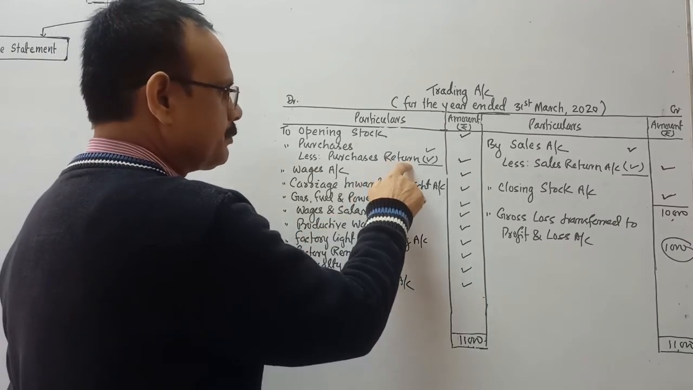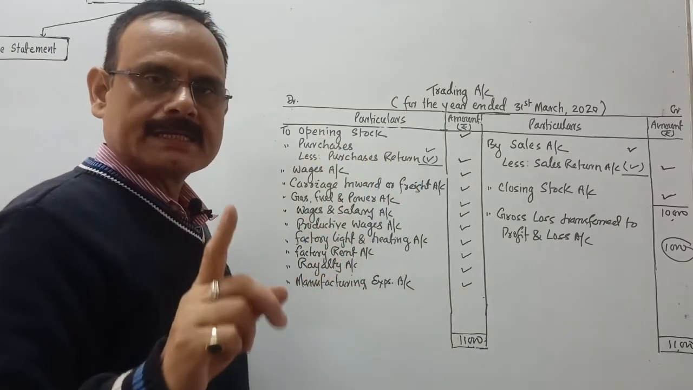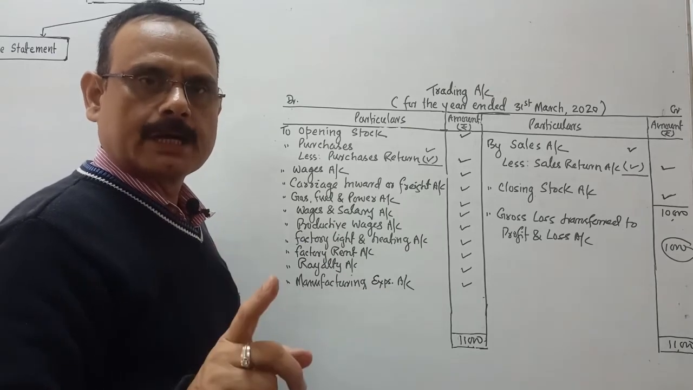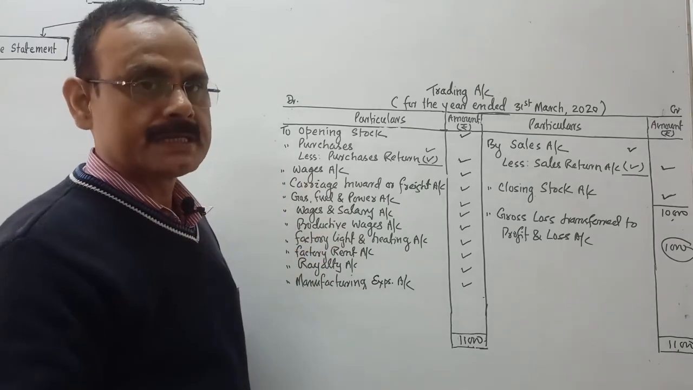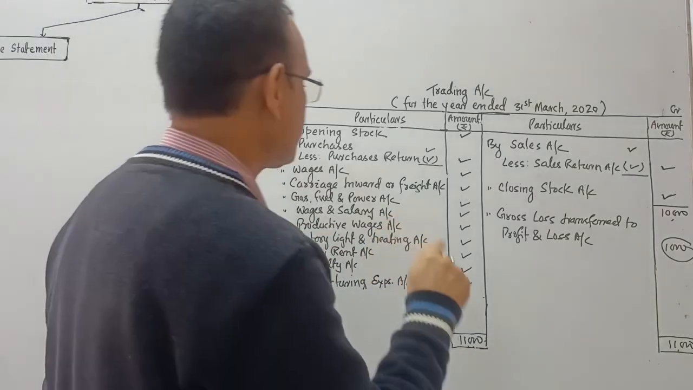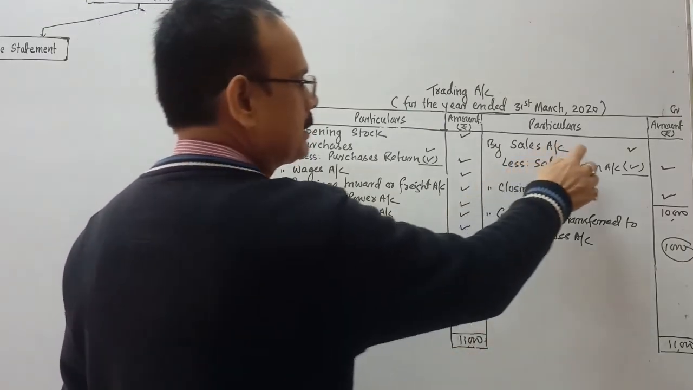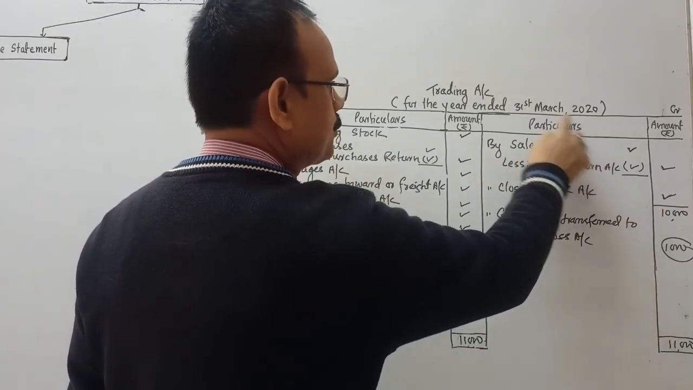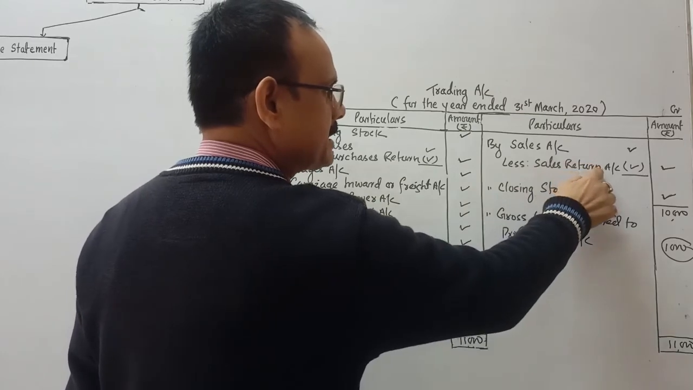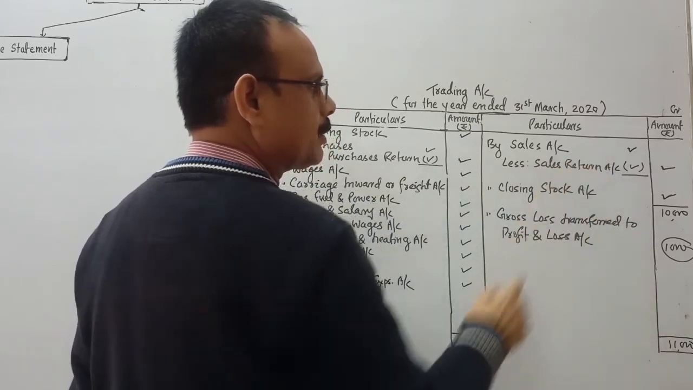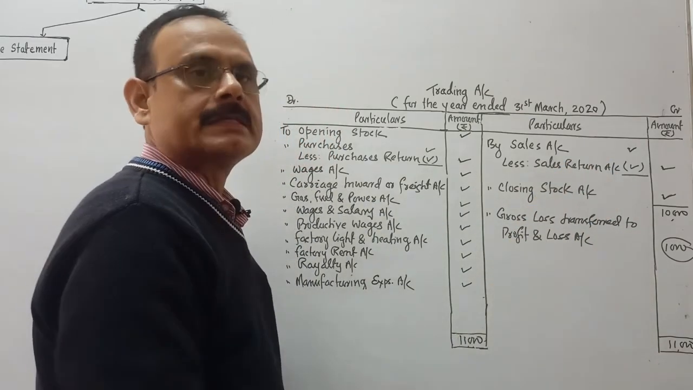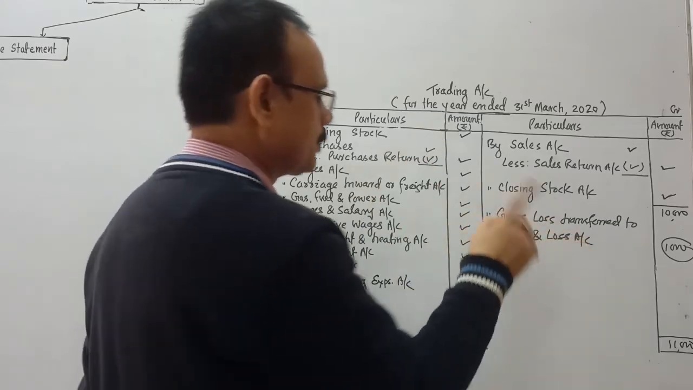Purchase return will be transferred to purchase account. So purchase return account debit to purchase account. This is for sales account debit to trading account, and sales return is transferred to sales account. So the entry will be sales account debit to sales return, closing entry.